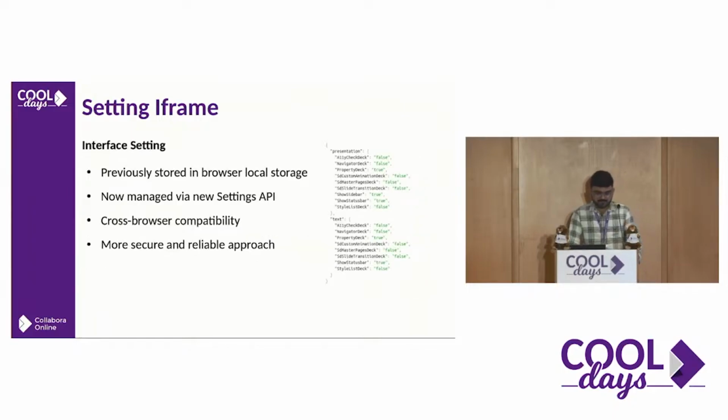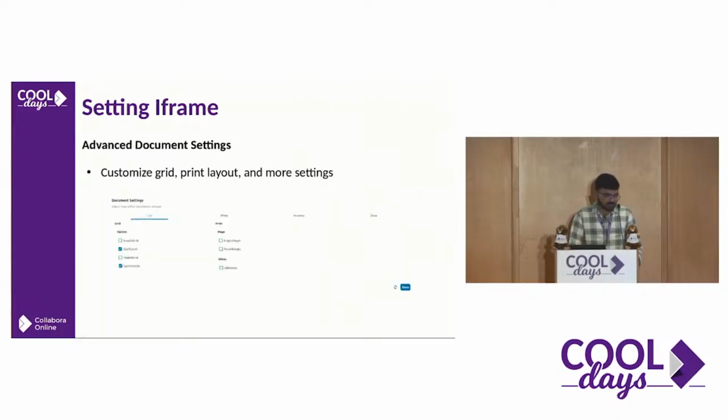These are the interface settings. As already mentioned, here we have a list, and there are more interface settings in the list as well. This is more about how users see the entire document. This was also previously stored in local storage, but now we manage it using the new setting iframe, so it will provide cross-browser capability. And there are also some more advanced settings like grid, print layout, and more, which will be available there as well.